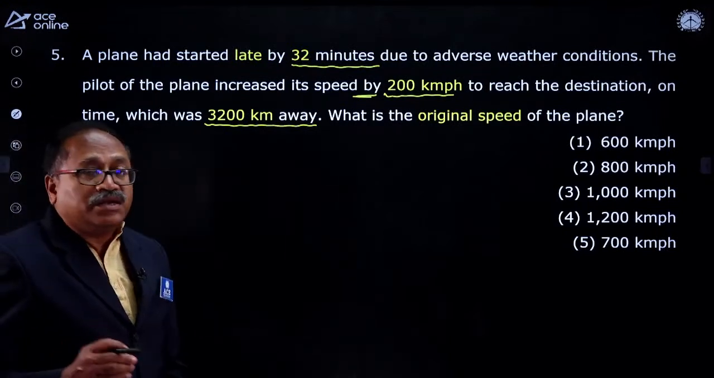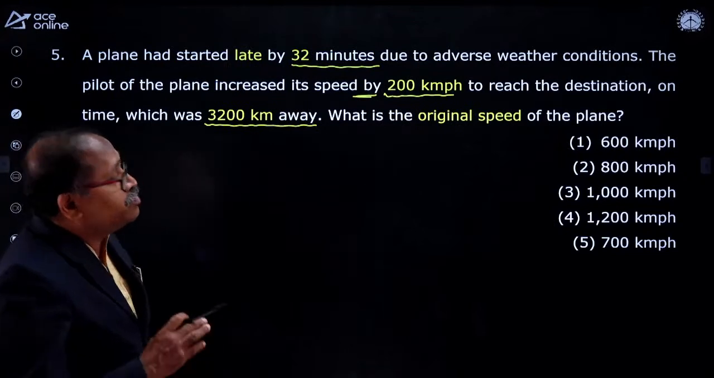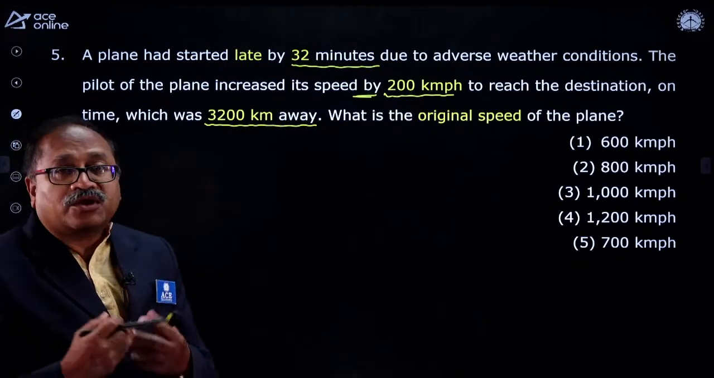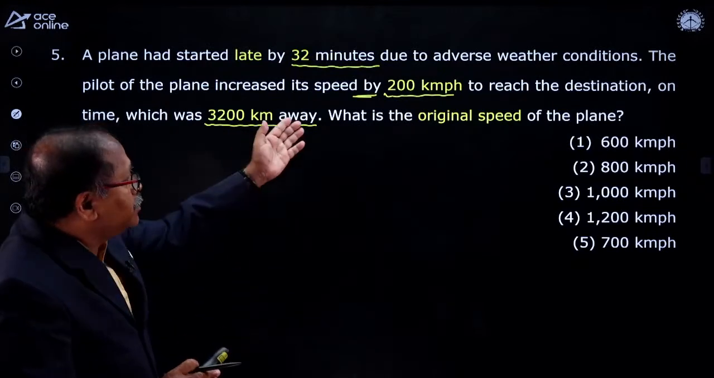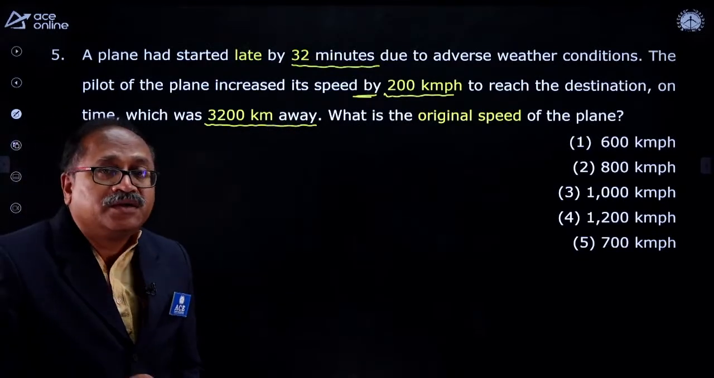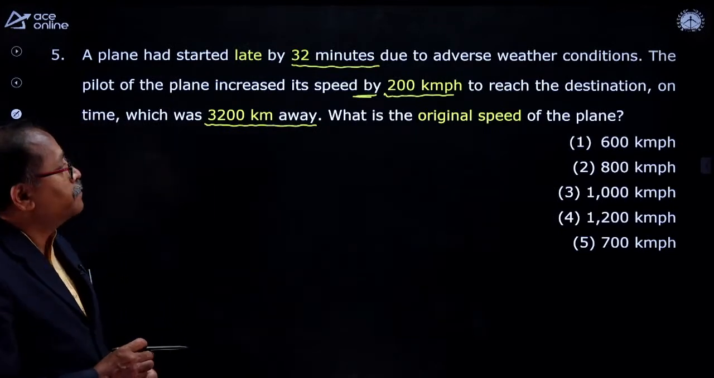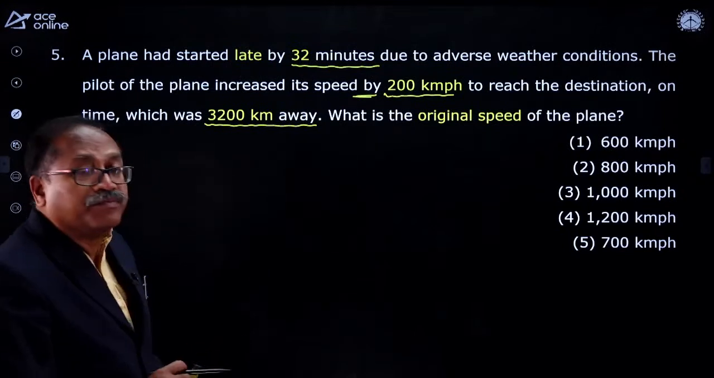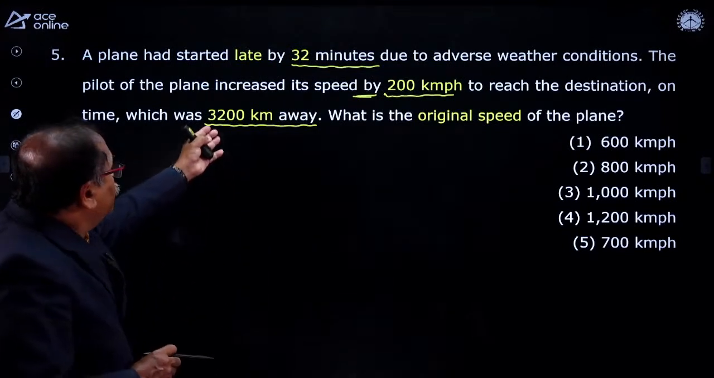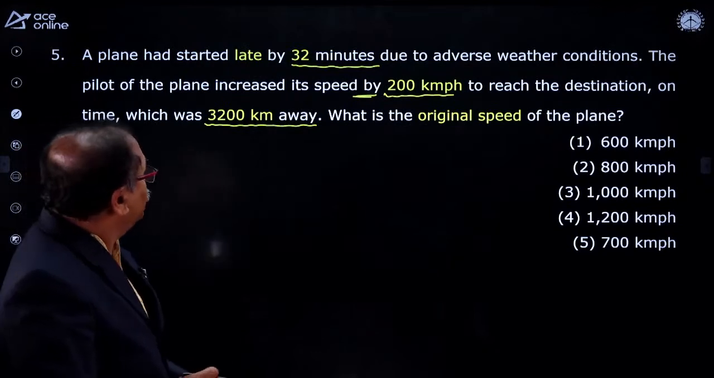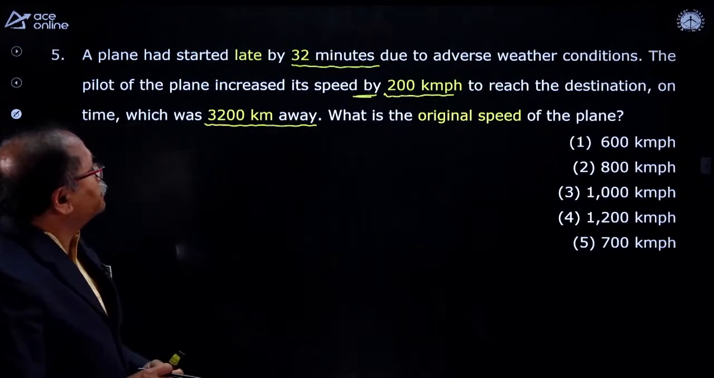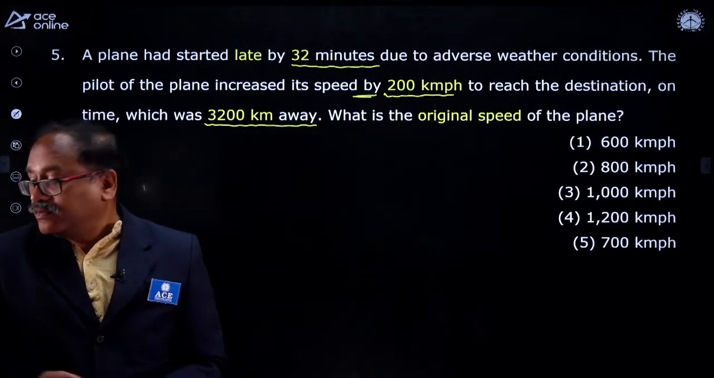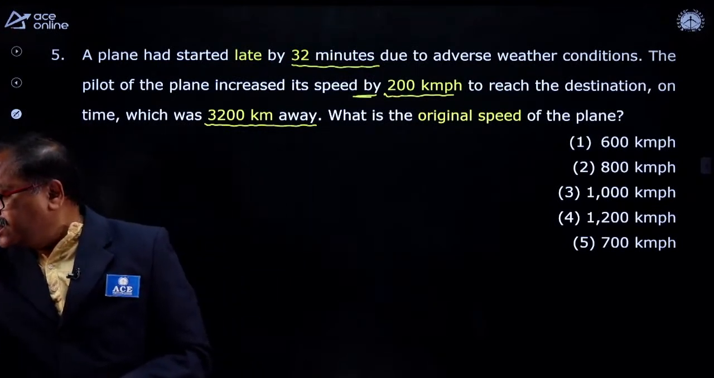A plane started late by 32 minutes. So, in order to reach the destination on time, he has to increase the speed by 200 km per hour. Fine. To reach the destination on time, if this is the original speed and this is the distance, then what is the original speed? Come on, my friends.